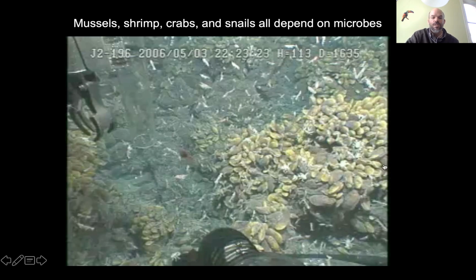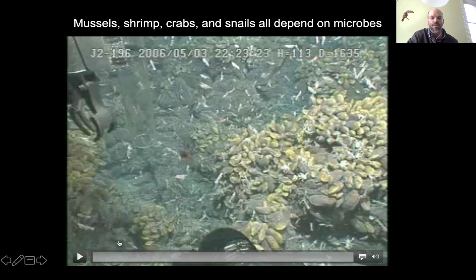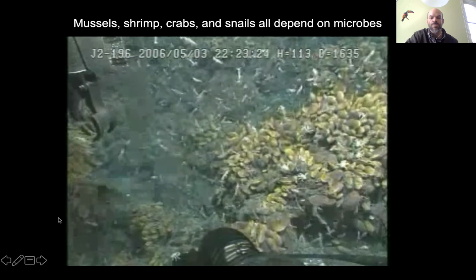So finally, I just want to leave you with the idea that these are fully functioning ecosystems powered by microbial carbon fixation on the seafloor. It's not just a couple of animals here or there. These animals are not isolated. They live in very high population densities and together as part of ecosystems.